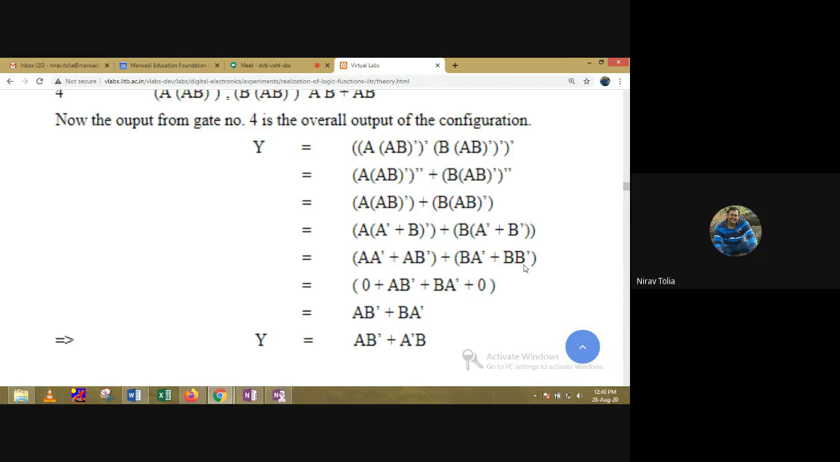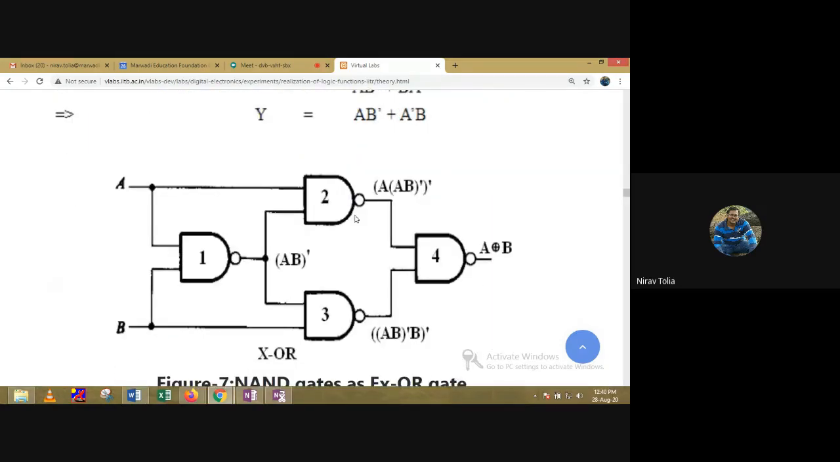So the final equation we have is A bar B plus AB bar, or you can say AB bar plus A bar B. This is the equation of the exclusive OR gate, and this is the figure of the exclusive OR gate. You require a minimum of 4 gates for the exclusive OR. You can also realize the exclusive OR gate by using 5 gates or 6 gates, but minimum you require 4 gates.